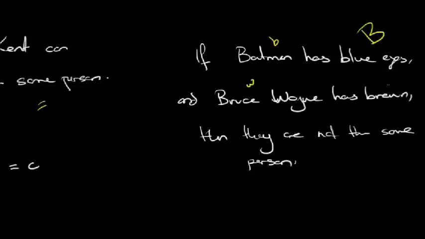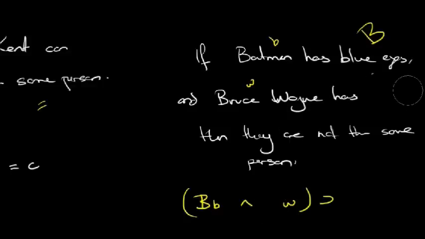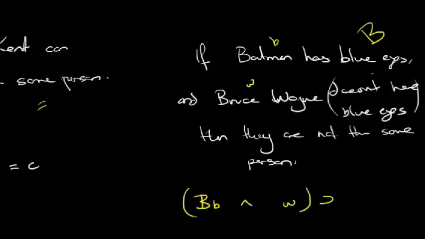Oh, I should have picked a different green. I should have said blue. Let's just call that property A. We can say if Batman has blue eyes and Bruce Wayne has brown eyes, there's the condition, then they can't be the same person, right? Because they've got conflicting properties. Or maybe we should just say, and Bruce Wayne doesn't have blue eyes, maybe that would have been a better way to say it. And then we can see why that would be the case.